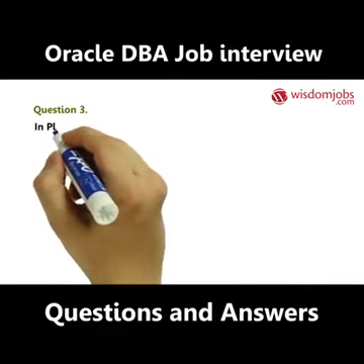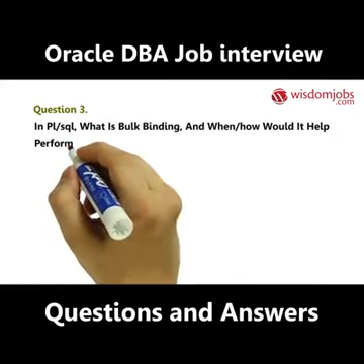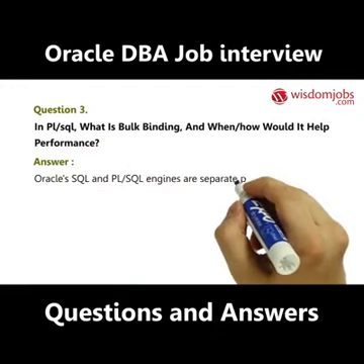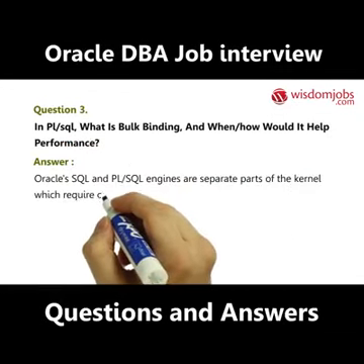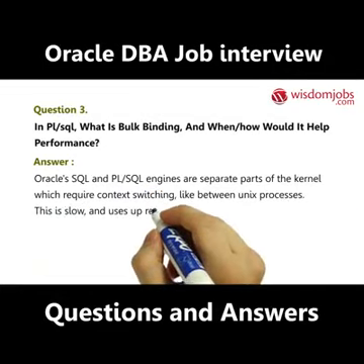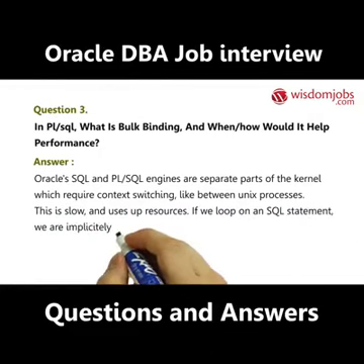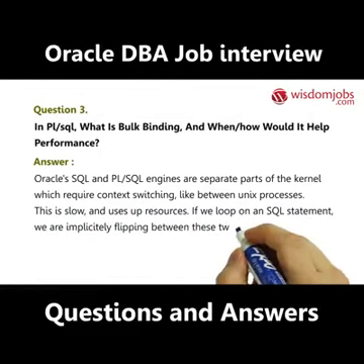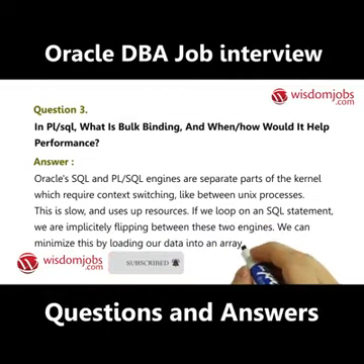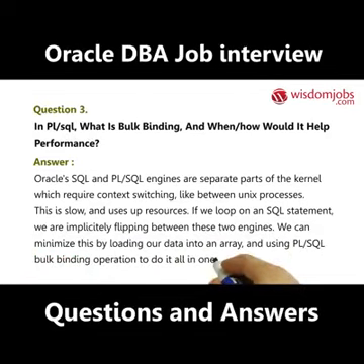Question 3. In PL/SQL, what is bulk binding, and how would it help performance? Answer. Oracle's SQL and PL/SQL engines are separate parts of the kernel which require context switching, like between Unix processes. This is slower, and uses up resources. If we loop on an SQL statement, we are implicitly flipping between these two engines. We can minimize this by loading our data into an array, and using PL/SQL bulk binding operations to do it all in one go.